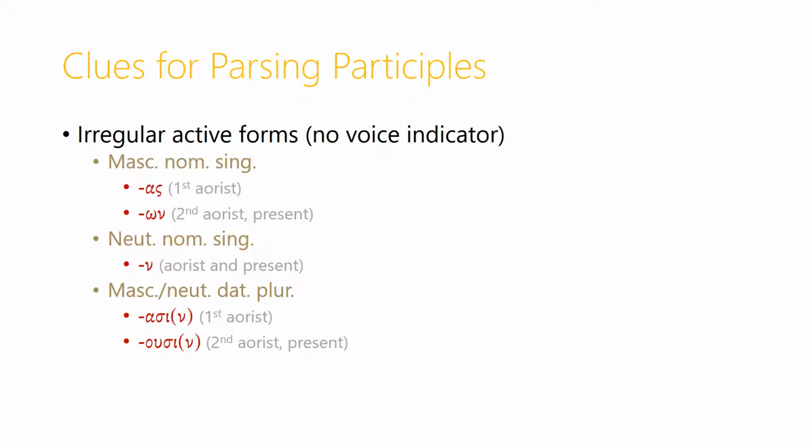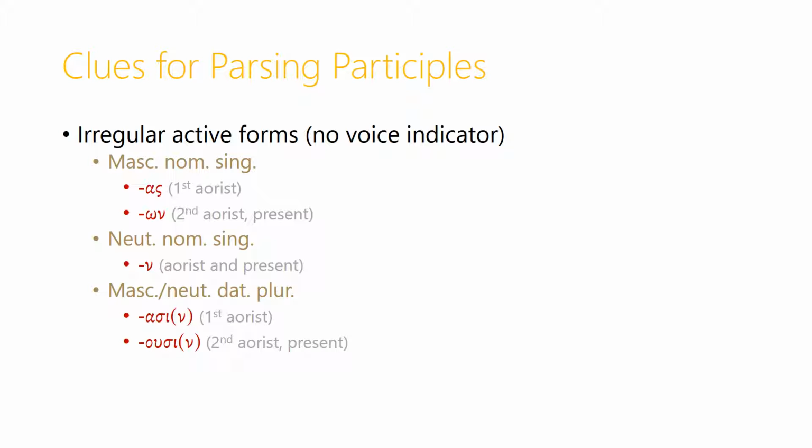Remember too your irregular active forms. Here usually there's no voice indicator, because the voice indicator and ending together have just been mashed up and become irregular. These appear in the masculine nominative singular with -as in the first aorist and -on in both the second aorist and the present. In the neuter nominative singular, we have just the nu.